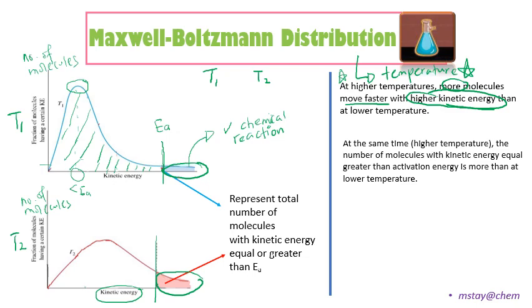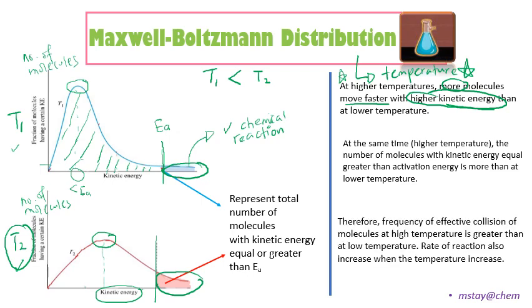So when we compare graphs T1 and T2, you will notice that T2 is at the higher temperature. Why do we say this? Because when you compare the peaks, even though the number of molecules at the peak is lesser, you will notice that the majority of the molecules are moving at greater kinetic energy.